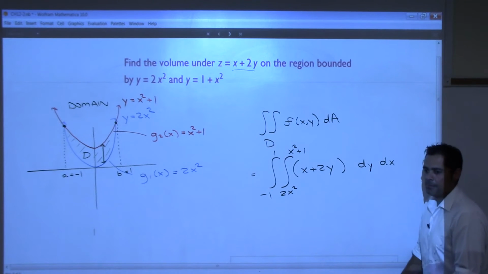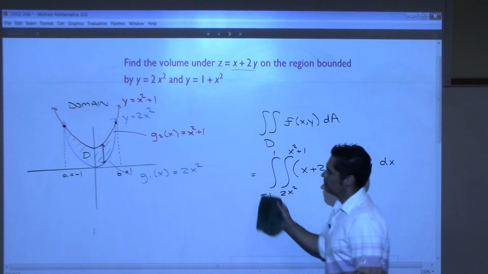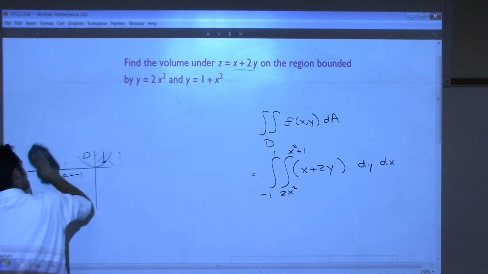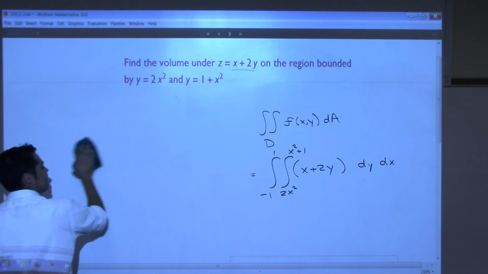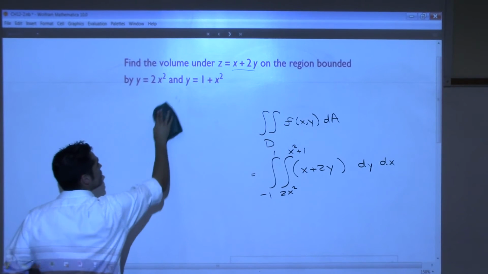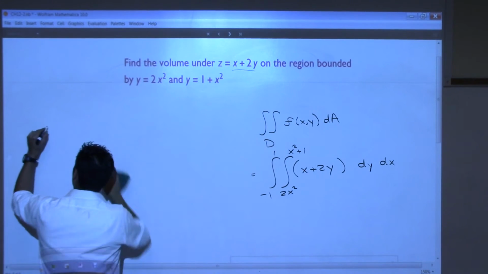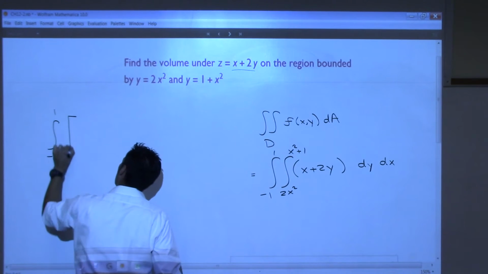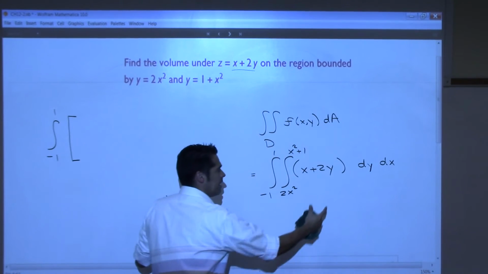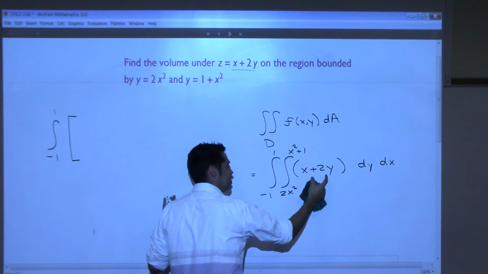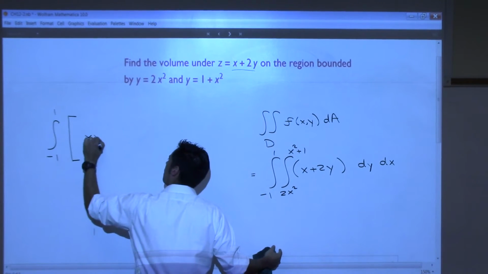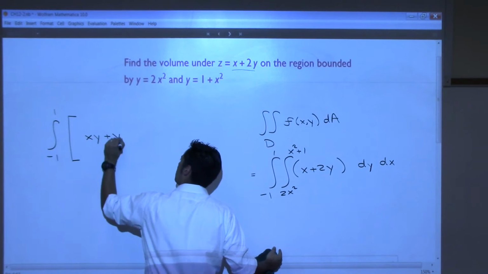Integration time, right? So when I go to integrate this, I'm going to leave the outer integral alone. I like to put a set of brackets. Let's find the antiderivative of this with respect to y. So what do we have? xy plus what? y squared.